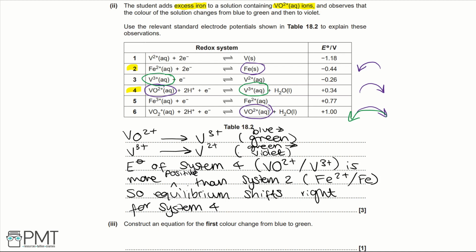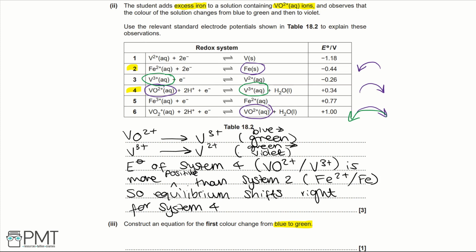Part 3. Construct an equation for the first colour change from blue to green. Firstly, we need to rewrite the equilibriums for redox systems 2 and 4 because we're talking about the colour change from blue to green, and this involves redox systems 2 and 4. So rewriting redox system 2, we've already identified that the equilibrium is going to shift to the left because it's got a more negative electrode potential.